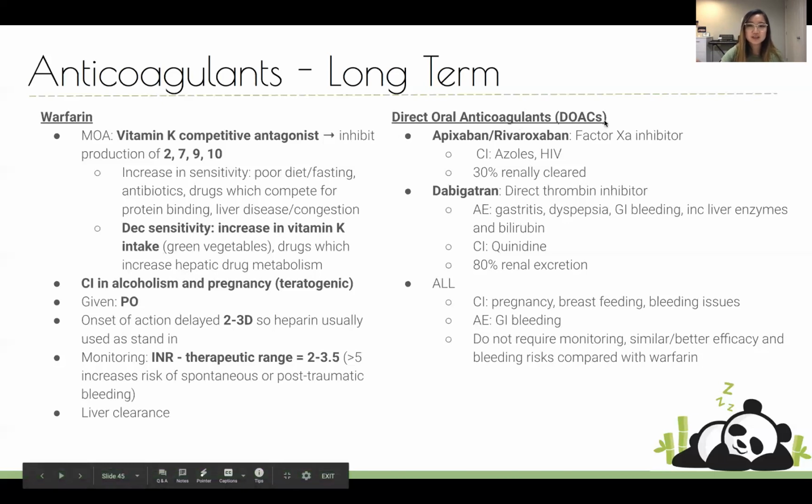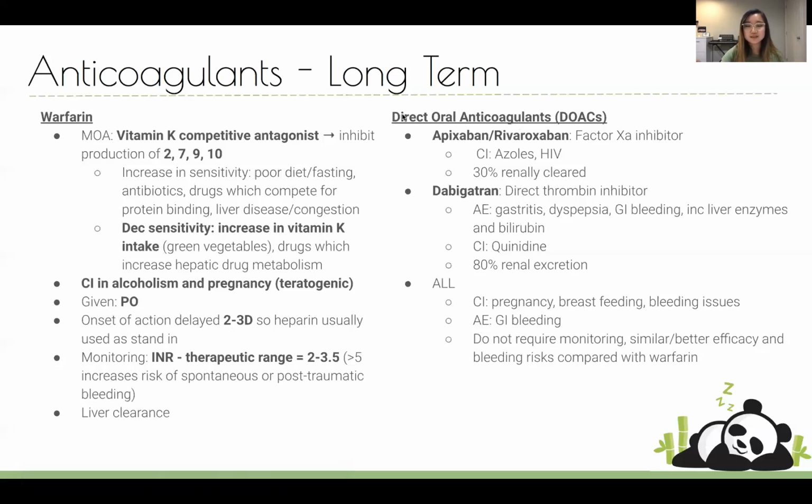DOACs, or direct oral anticoagulants, is what they mostly use these days, especially apixaban, I'd say. And these are factor 10A inhibitors. The way I think some people remember that is that 10A, like X is apixaban, so things with X in it are 10A inhibitors. Yep, it's 30% renally cleared.